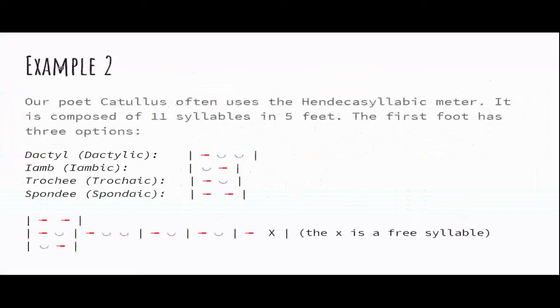And then you see the X there? The X means it's a free syllable. It's called an anceps, and it just means that it can be whatever it wants to be. On the IB test, they want you to put that X there. It will either be long or short, but it doesn't matter, and so we're just going to put an X there. Let's use a spondee for the first one. That's a pretty good rhythm.